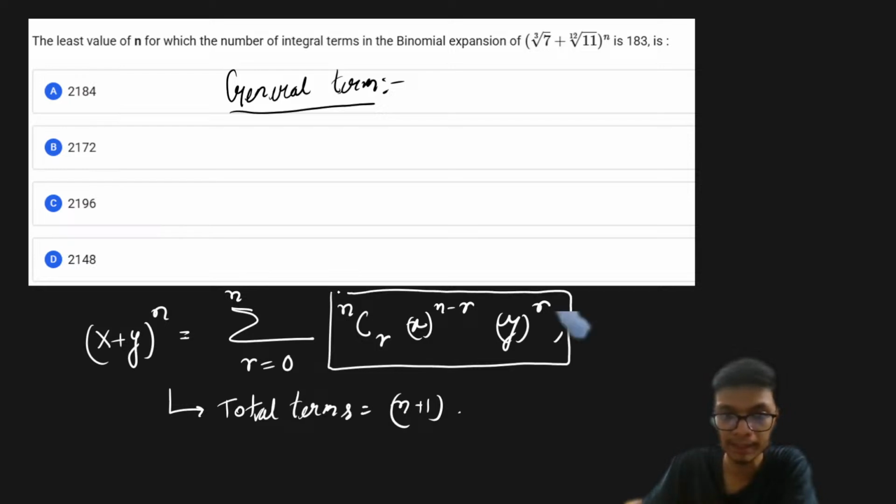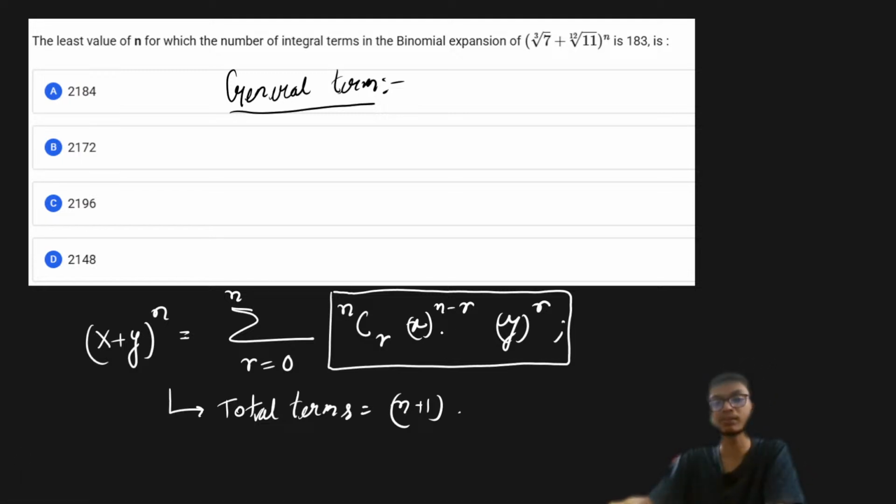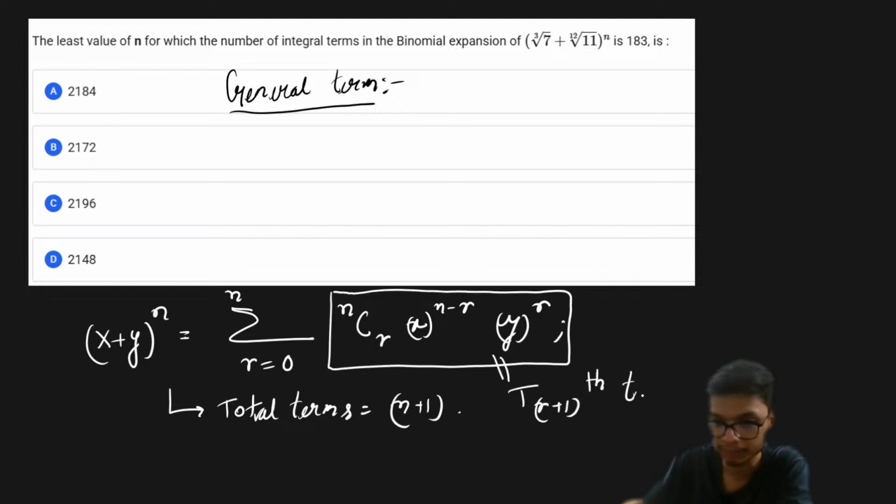So any general term, any t(r minus 1)th term, or if I have to, so if you just look over here, the interesting part, you'll find out that this is the (r plus 1)th term. So this is nothing but the T of (r plus 1)th term, right? Very simple. Now let us try to understand this particular problem with respect to this context, okay?